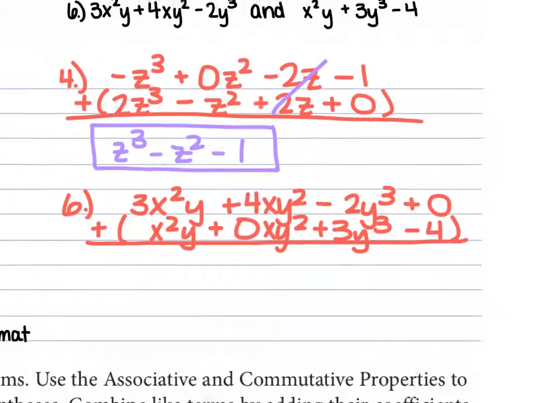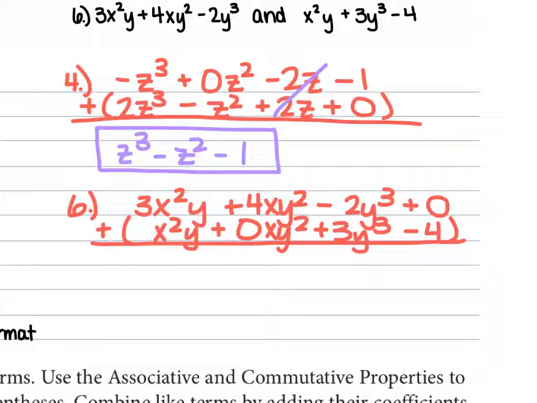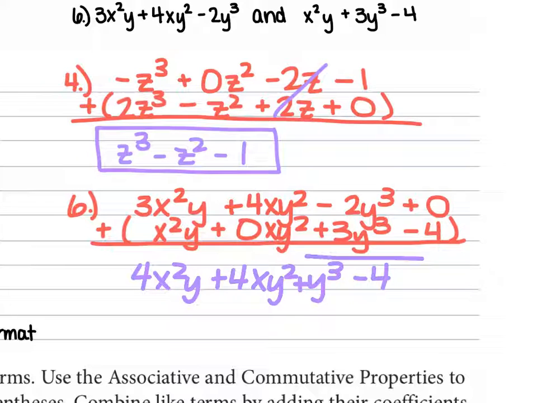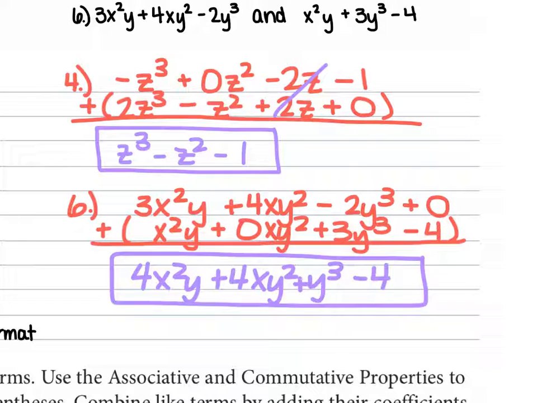From here, we're going to add these up. The 3x squared y plus 1x squared y is going to be 4x squared y. 4xy squared plus 0xy squared is just 4xy squared. The negative 2y cubed plus 3y cubed is y cubed. Put a plus sign in between there. And then the 0 minus 4 is negative 4. So 4x squared y plus 4xy squared plus y cubed minus 4.